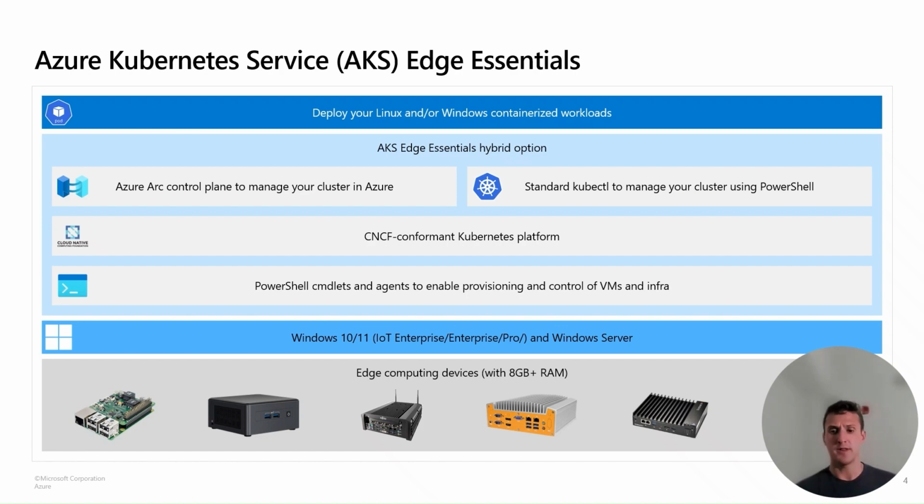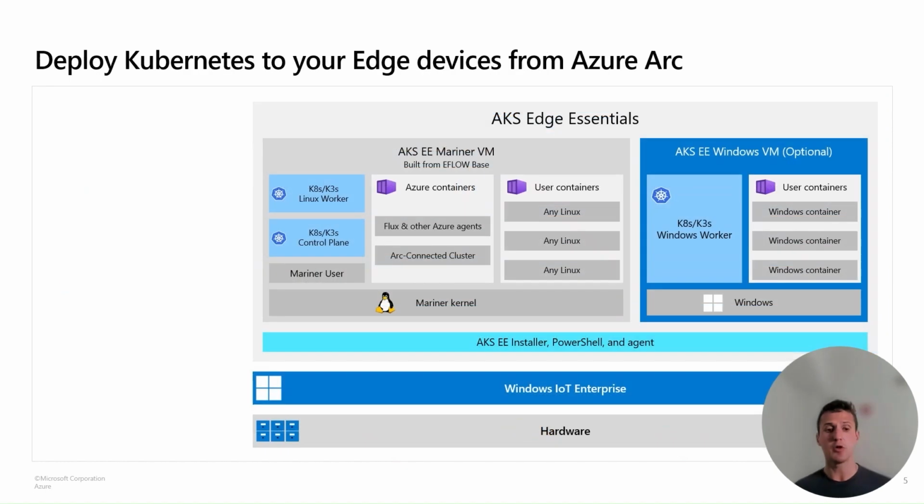So now I'm going to be showing a demo on how you can deploy Kubernetes to your edge devices using Azure Arc and AKS Edge Essentials. So here we have a hardware Intel NUC, a Windows IoT Enterprise device.